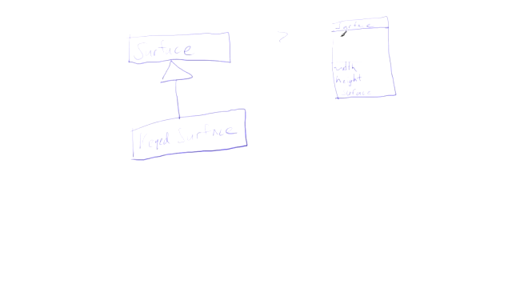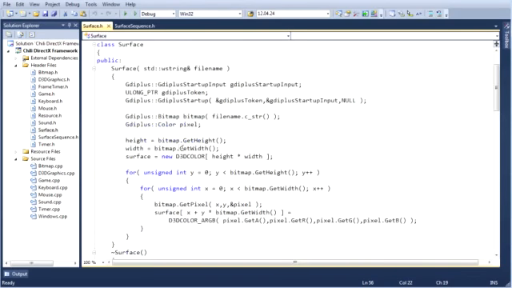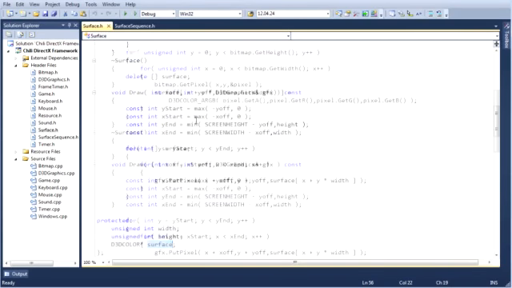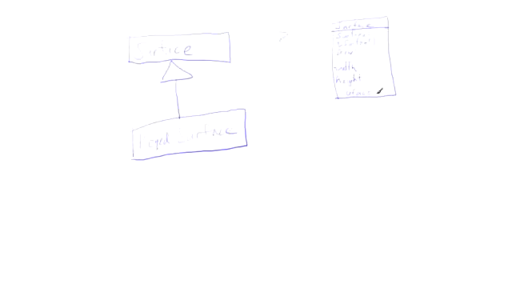And then for your member functions, you're going to have, of course, the constructor, surface. You're going to have the destructor, surface. And you're also going to have draw. And that's it, maybe. Let's see here. Constructor, destructor, draw. And that's all you need.